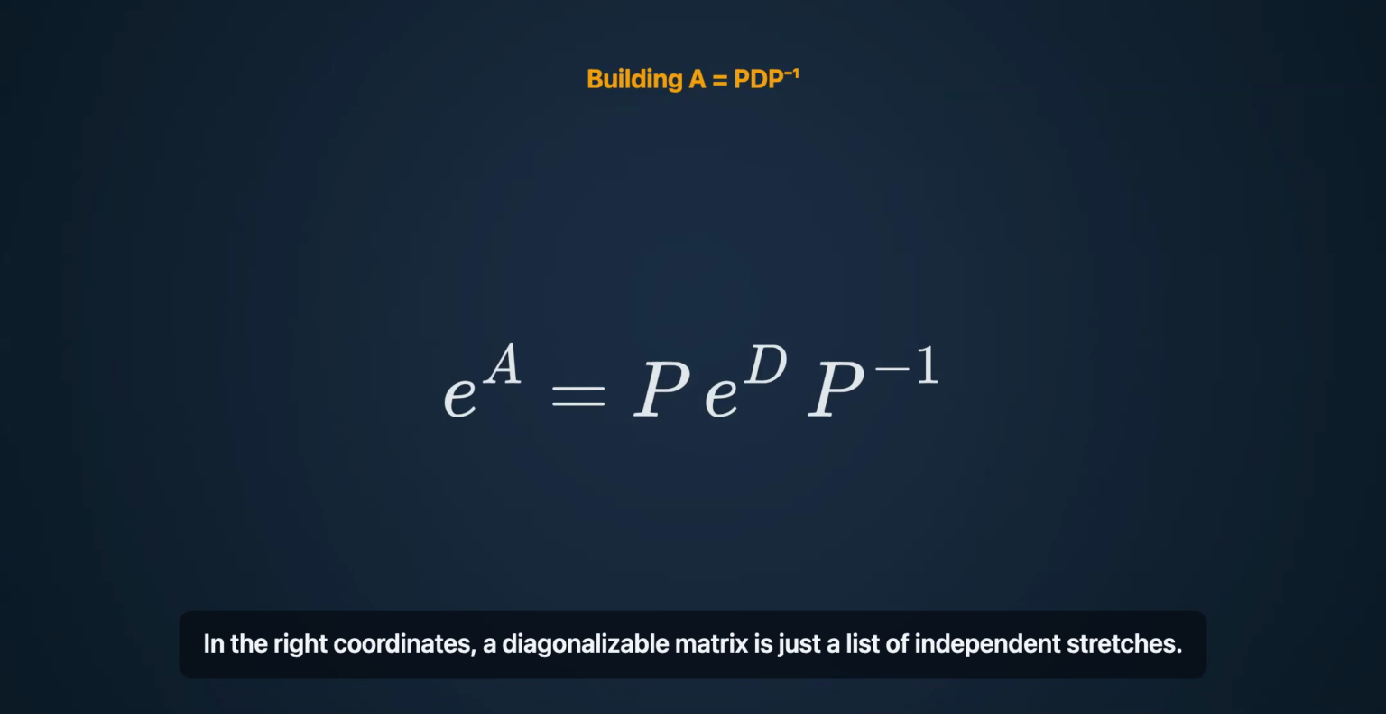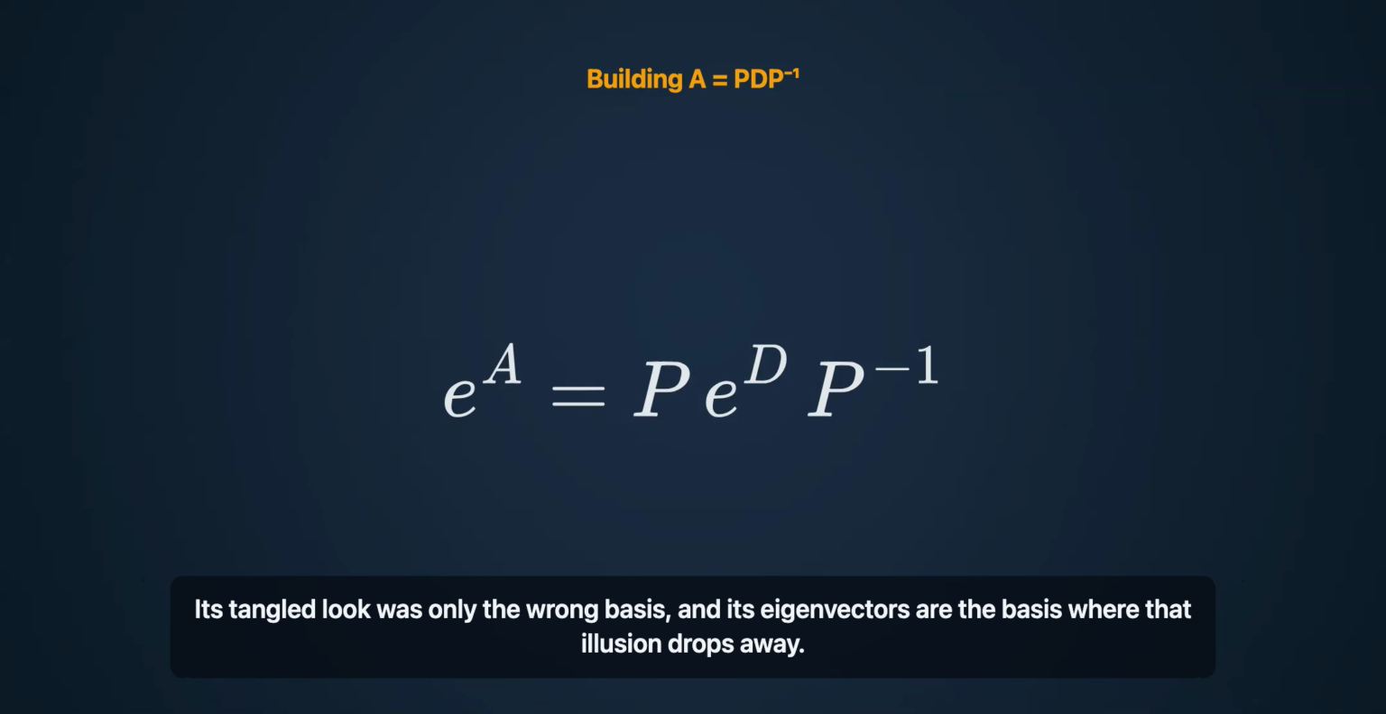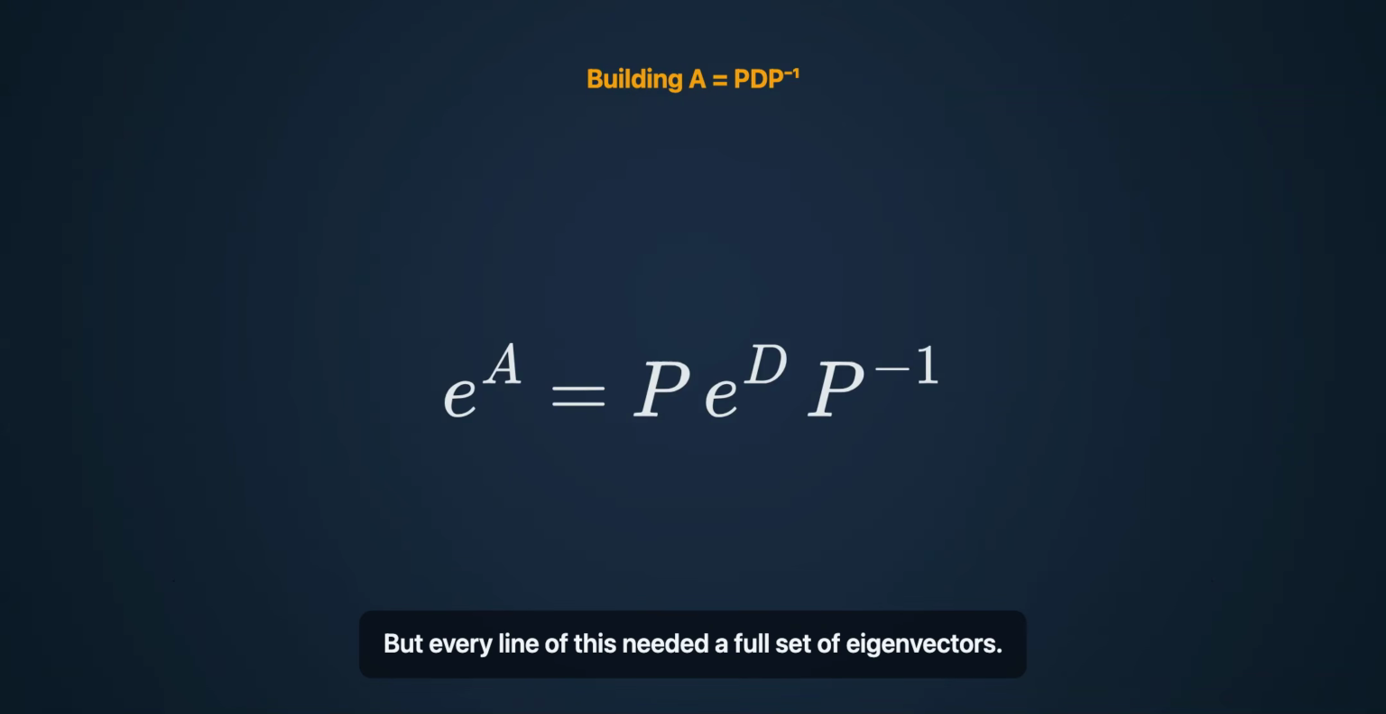In the right coordinates, a diagonalizable matrix is just a list of independent stretches. Its tangled look was only the wrong basis, and its eigenvectors are the basis where that illusion drops away. But every line of this needed a full set of eigenvectors.